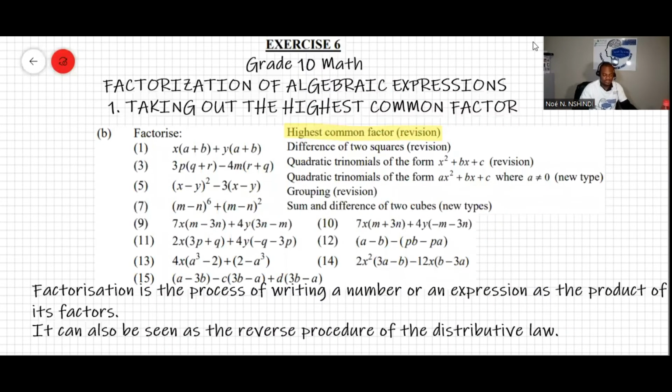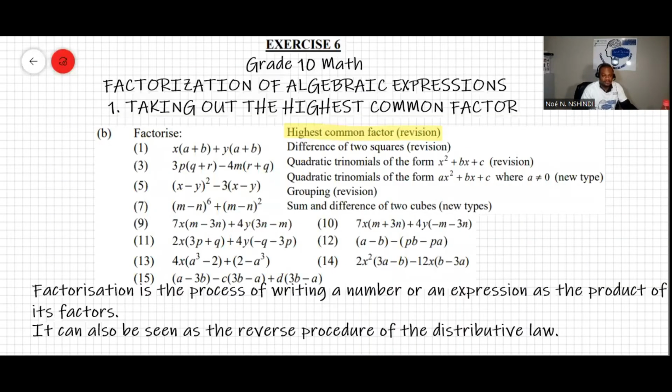Well, now we're still doing highest common factor. We're taking out the highest common factor, and then this is question B. It says factorize this. Now, let's start from question 1.